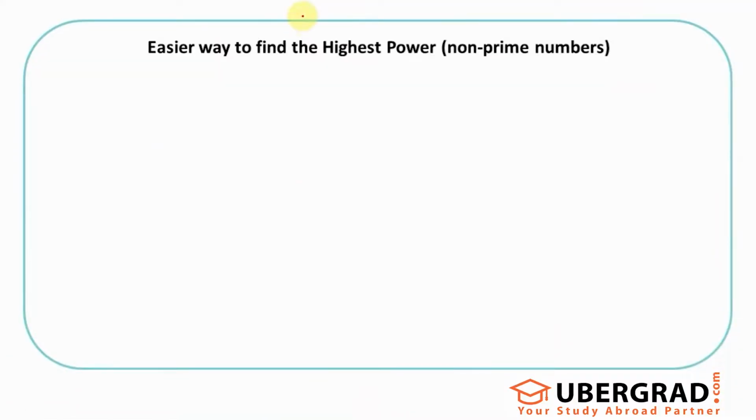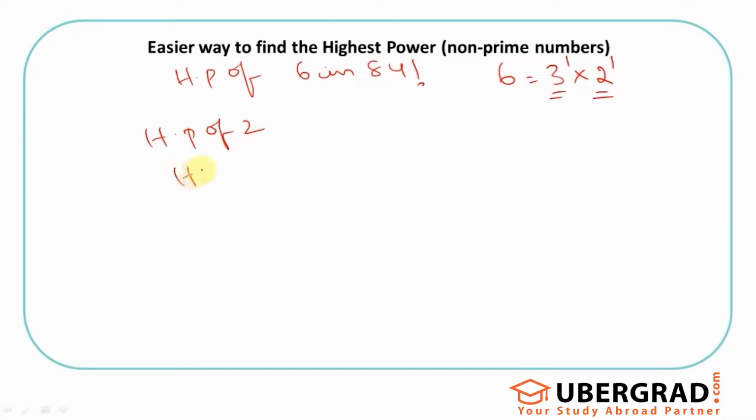So if it's a non-prime number, let's focus on the same thing. Highest power of 6 in 84 factorial. What you need to do is, see, 6 is basically 3 power 1 into 2 power 1, right? So I am just splitting into primes. So I need to first find the highest power of 3 and highest power of 2 in 84 factorial.